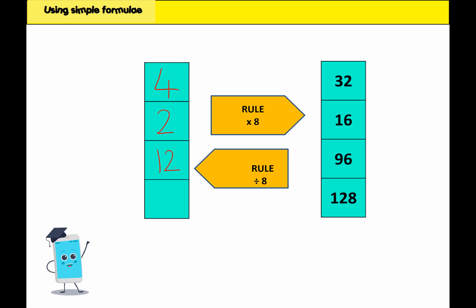So if you're not sure, you can do a written method. 8 into 1 doesn't go. 8 into 12 goes once with 4 remainder. And 8 into 48 goes 6. And there you have it. That's how you find the starting number before the rule has been applied. You simply use the inverse.